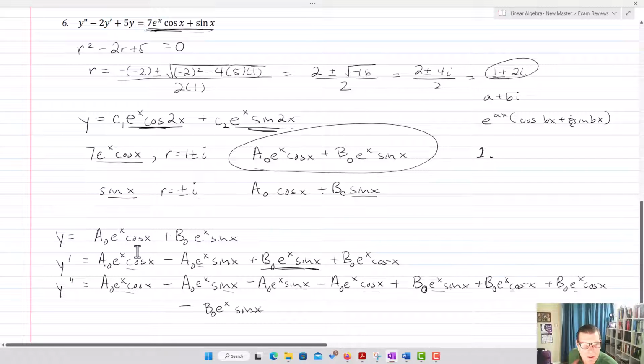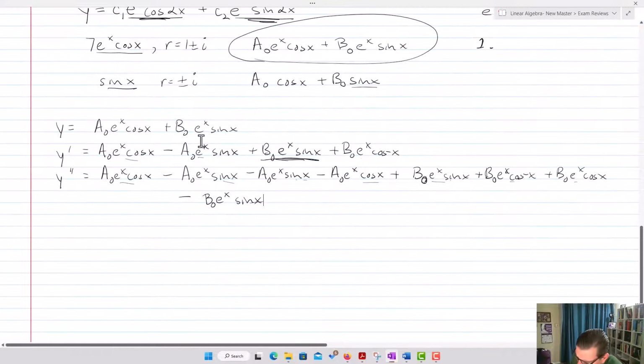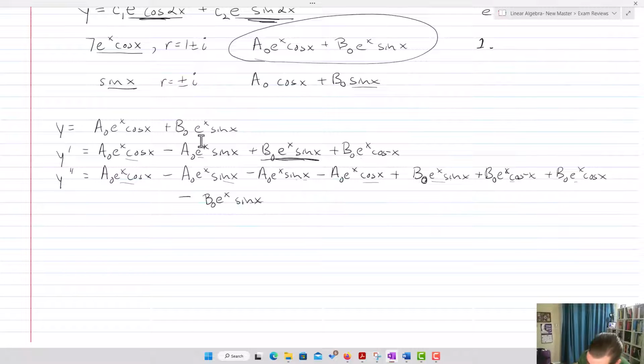So now what I need to do is set up a system of equations in order to solve this. I'm going to put in my e to the x cosine x's and e to the x sine x's, and separate them out.